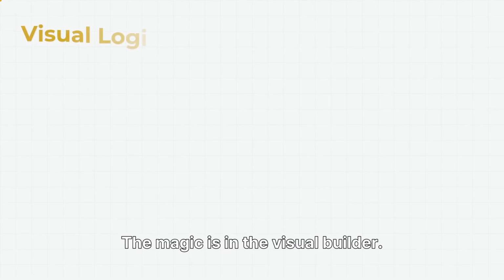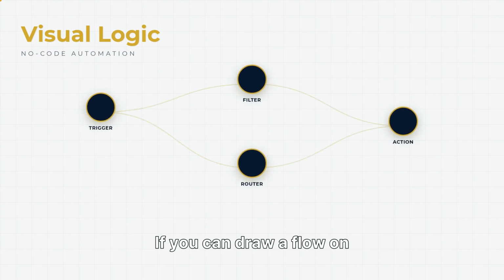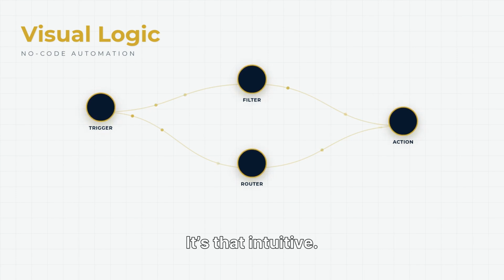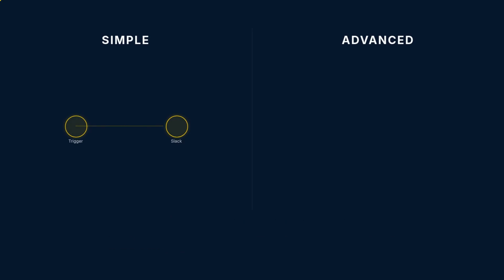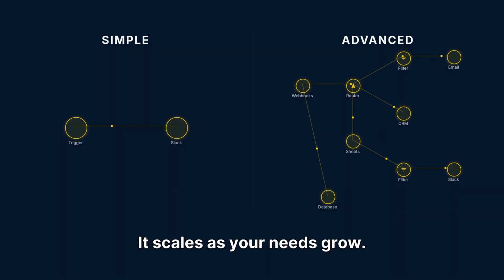The magic is in the visual builder. You don't need to be a developer. If you can draw a flow on a whiteboard, you can build an automation in Make. It's that intuitive. It's powerful enough for complex business processes, but simple enough that you can start with a basic auto reply in under 5 minutes. It scales as your needs grow.